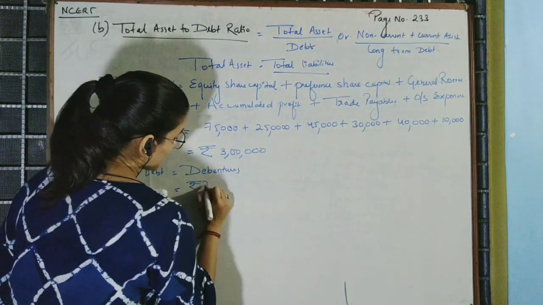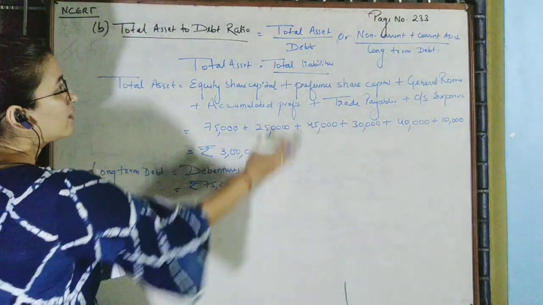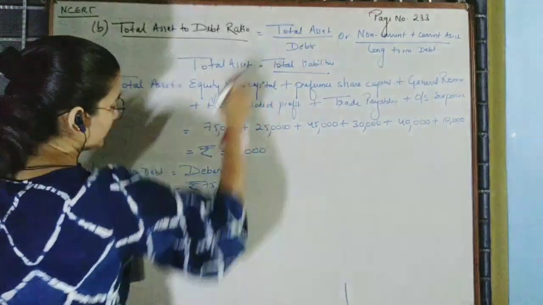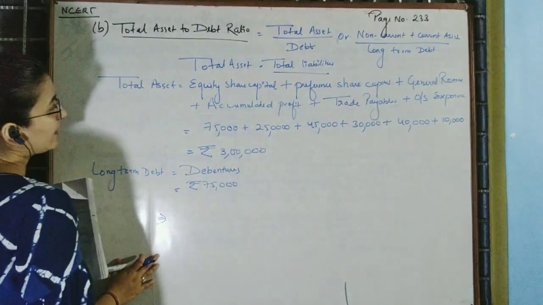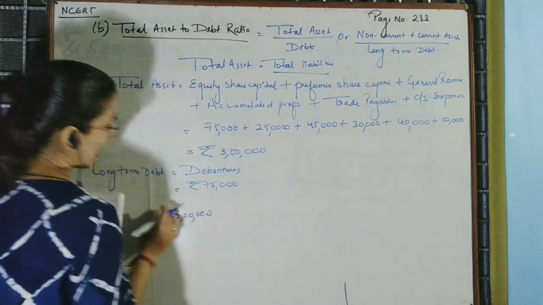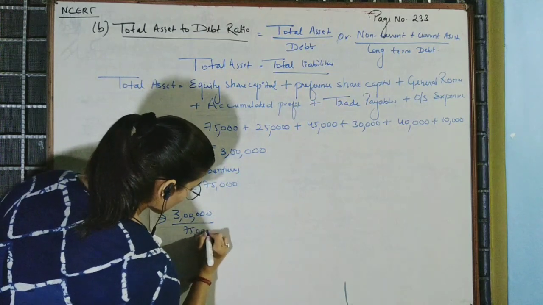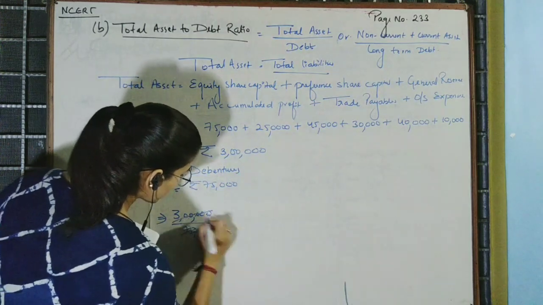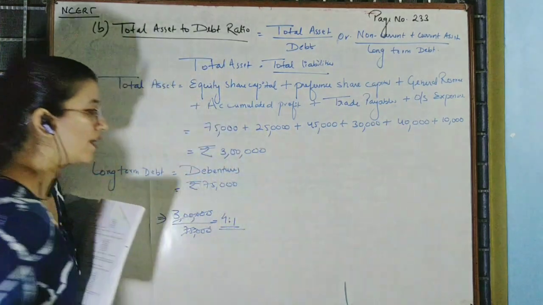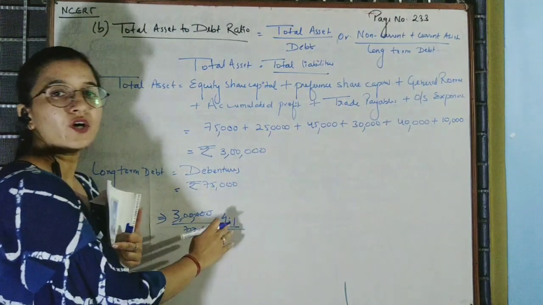Debentures amount is rupees 75,000. Now, we will put this amount in the formula. Formula is total asset divided by long-term debts. So, here total asset is 3 lakh rupees and long-term debt is rupees 75,000. By calculating this, we get the ratio 4:1. So total asset to debt ratio is 4:1.